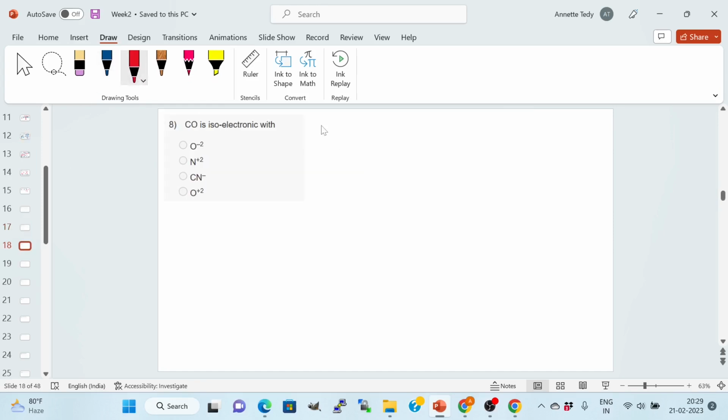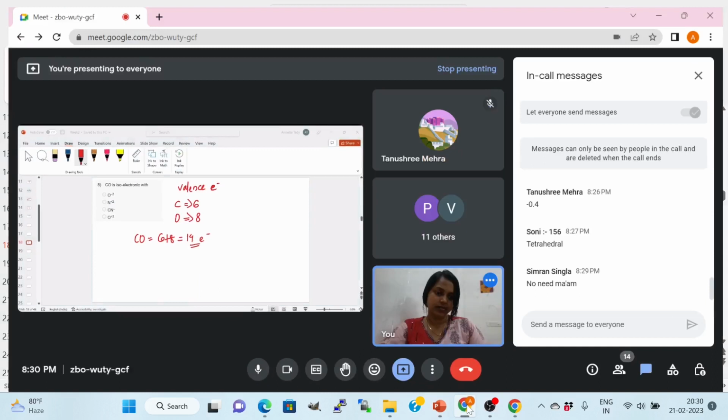Yeah, this one we will solve. This is also a general question. Carbon monoxide is isoelectronic with which group. If it's a larger metal or atom, we can normally take the valence electrons. Since carbon and oxygen are small, we can take the total number of electrons. Carbon's atomic number is 6, oxygen is 8. So for carbon monoxide, 6 plus 8, 14 electrons are there. Can you find out from the options which will have the same number of electrons as carbon monoxide?